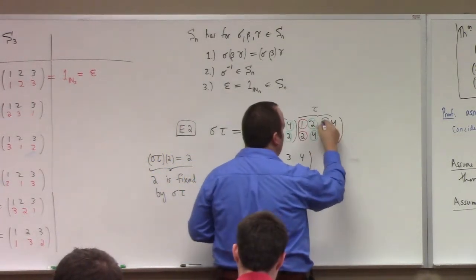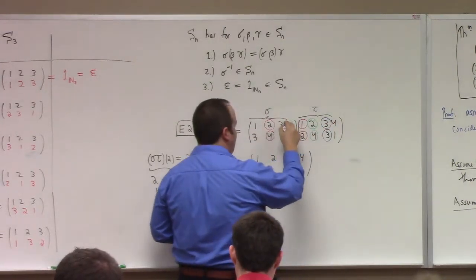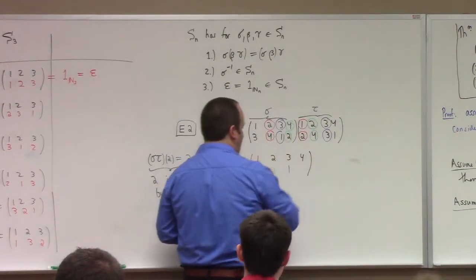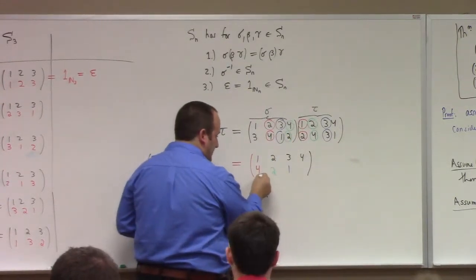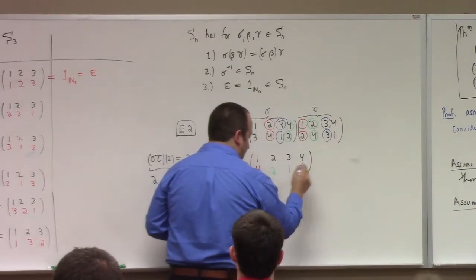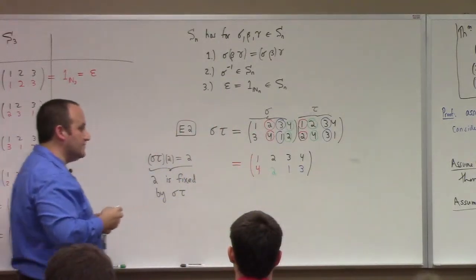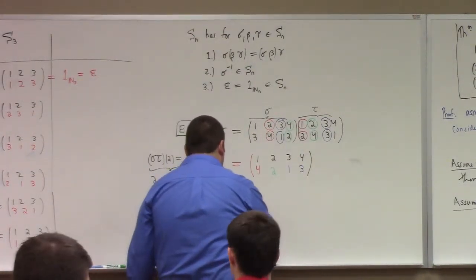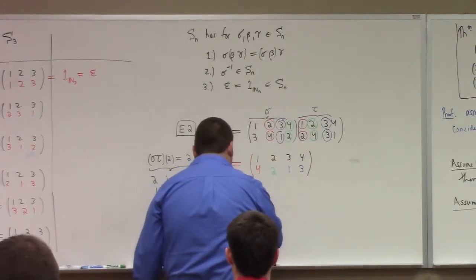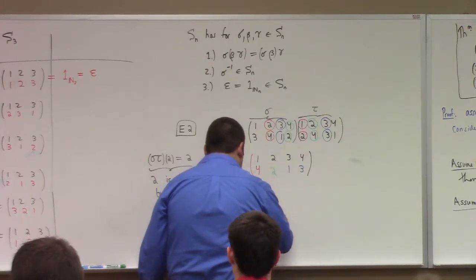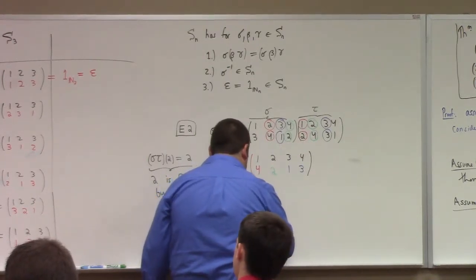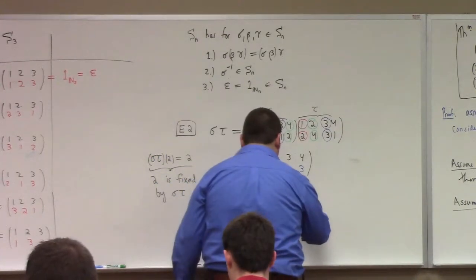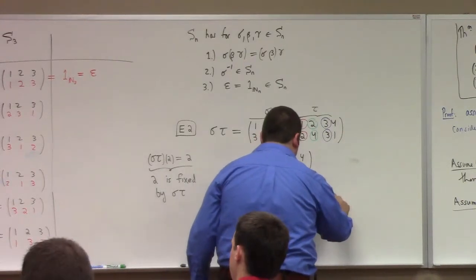Okay, so 3 goes to 3, but that's not where it stops. It goes to 1, right? And then by process of elimination, what's the last one? 3, right? Violating my color coding, but there you go. So you notice that sigma tau of 1 is not equal to 1, of 3 is not equal to 3, of 4 is not equal to 4. So what we say is that 1, 3, and 4 are moved.